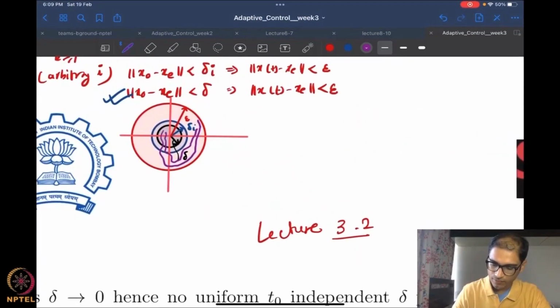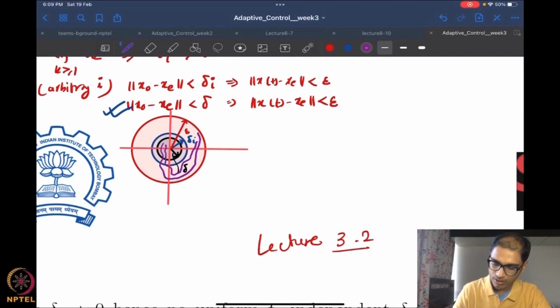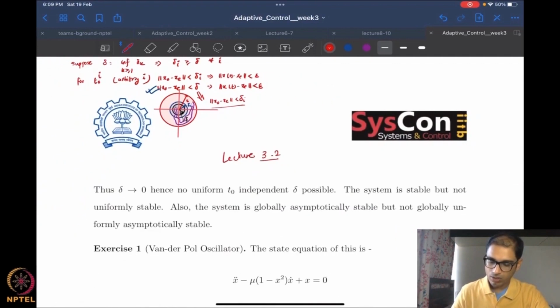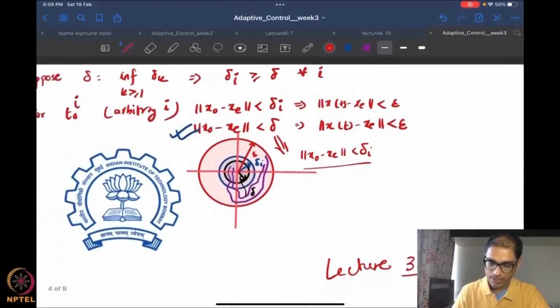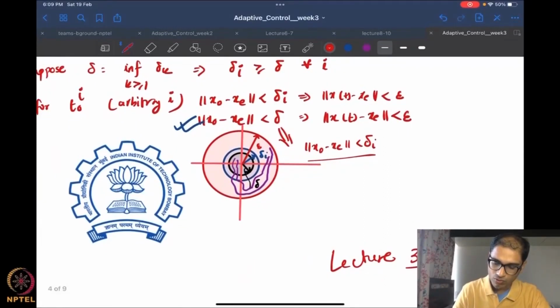All right. So this is evident, right? So even without this picture, I can still claim that this implies that norm x0 minus xc is less than delta I. Okay. Excellent. So what do I know? So this is a valid choice of delta. Okay. So what do I know? I must choose the smallest of the deltas possible.